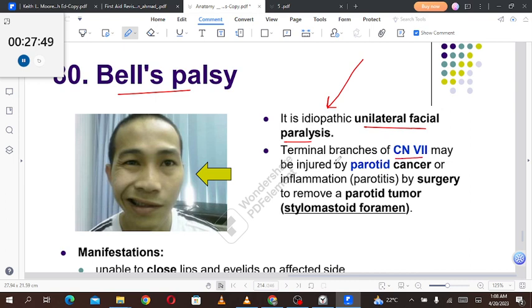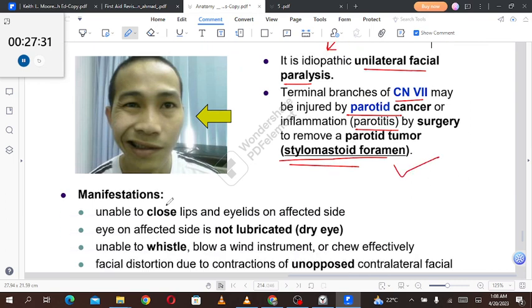Terminal branches of CN7 may be injured by parotid cancer or inflammation, that is parotitis, or by the surgery to remove a parotid tumor, found at the stylomastoid foramen. Okay, so terminal branches of CN7 may be injured by parotid cancer or inflammation, parotitis, or by surgery to remove a parotid tumor in the stylomastoid foramen.